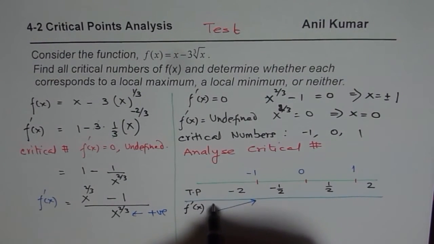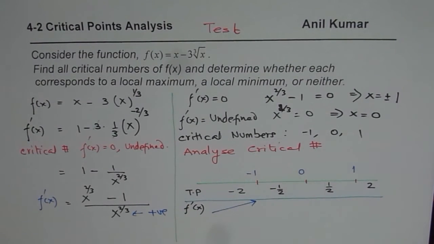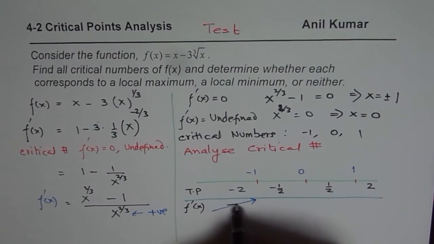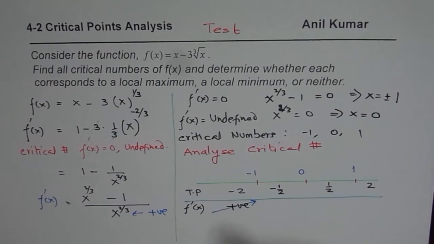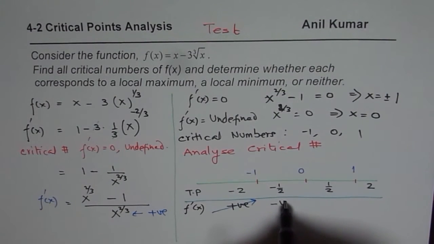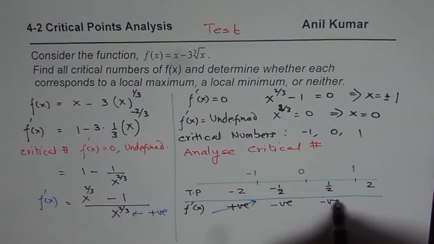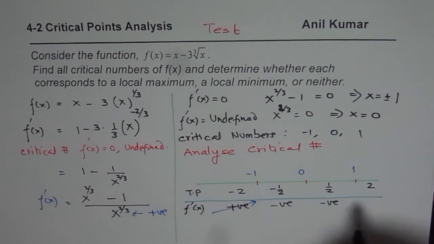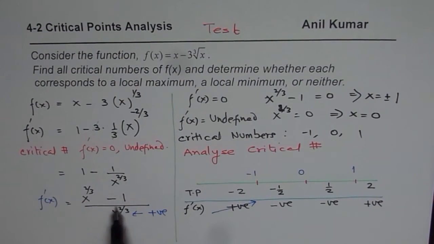So I should actually not sketch it like this. I will write f prime x is positive. Let me write positive here, in this interval. Now if I substitute minus half, it becomes less than 1, and therefore I'm expecting a negative value in this interval, negative here also, and if I substitute 2, I get a positive value. You can enter these values in your calculator and also find the answer, correct?